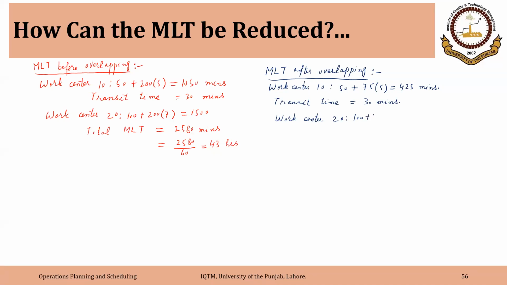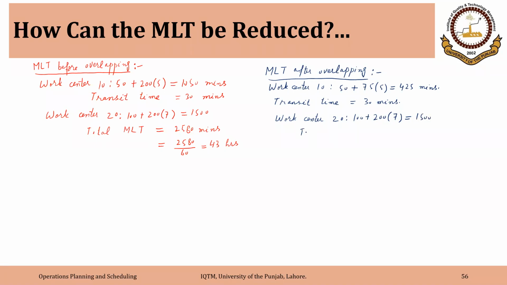plus 200. I will explain why I'm writing 200 here. So you could split them and calculate separately for 75 and 125. So that will result in the same answer. But I will graphically explain it as well. So that will be equal to 1500.